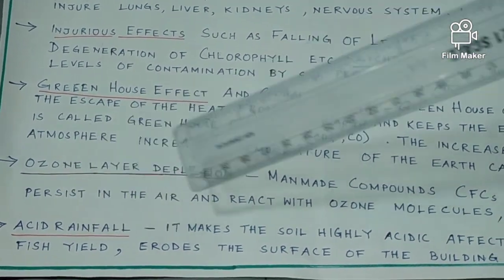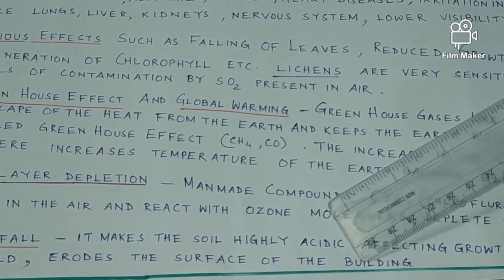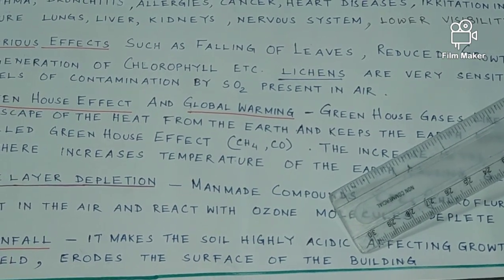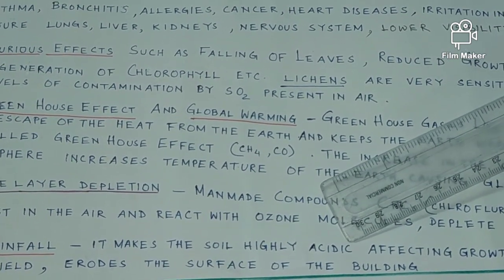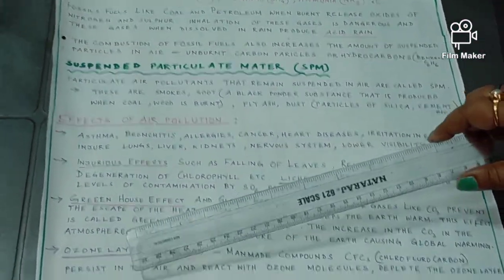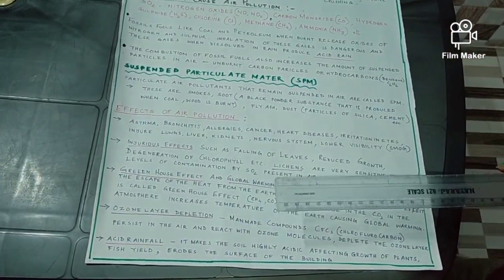Due to acid rainfall, the surface of the building, the color of the building is changed. For example, Taj Mahal color is changed due to acid rainfall. Not only Taj Mahal, many big monuments are also affected due to acid rainfall. So these are the effects of air pollution.